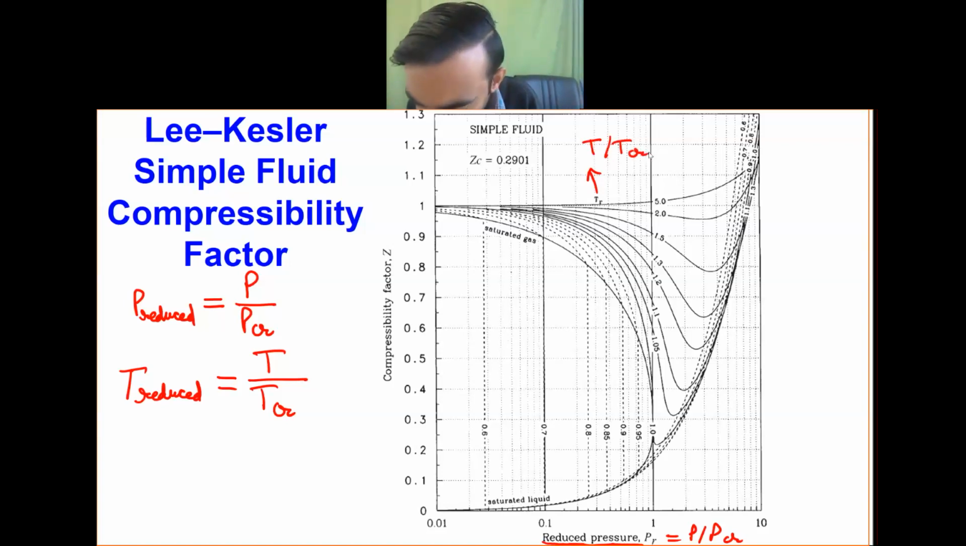Clearly you can see the critical point. At the critical point the value of PR is 1. Similarly, if you follow the temperature line passing through the critical point, you will find that the value of the reduced temperature is also 1 at this point.